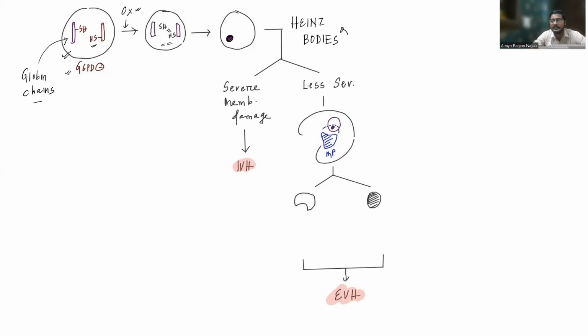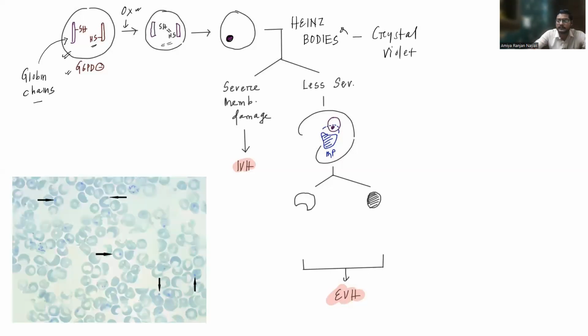Now these Heinz bodies can be demonstrated by using a supravital stain. The most commonly used one is the crystal violet stain. As you can see here, these are the RBCs, and there is a Heinz body here. You can also appreciate a Heinz body here, and here. So these are multiple Heinz bodies. These are nothing but the denatured globin chains, and you can demonstrate them with a supravital stain like crystal violet.